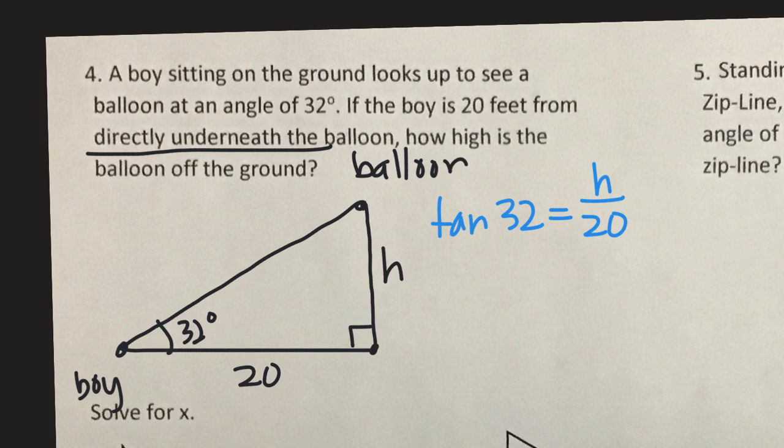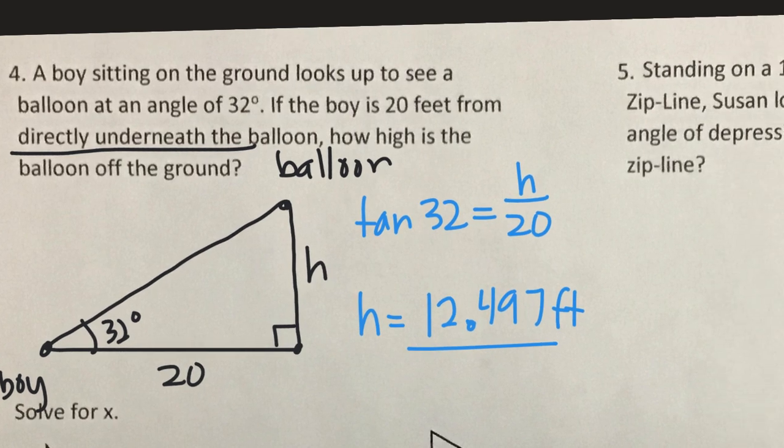And since our variable is on top, we're going to end up multiplying in your calculator, so 20 times the tan of 32. And the height of this balloon is 12.497 feet when we round to 3 decimal places. Okay, there's an angle of elevation. We are looking up from the horizontal.